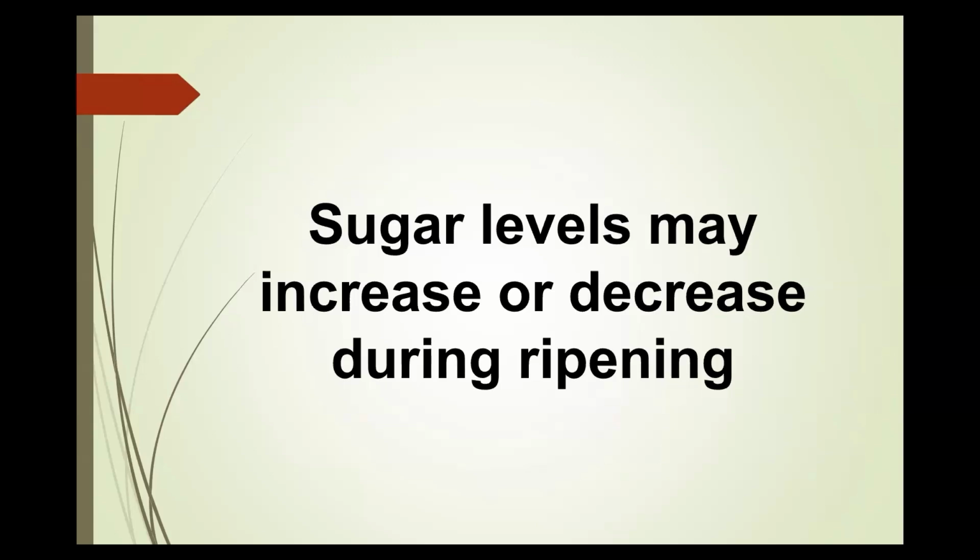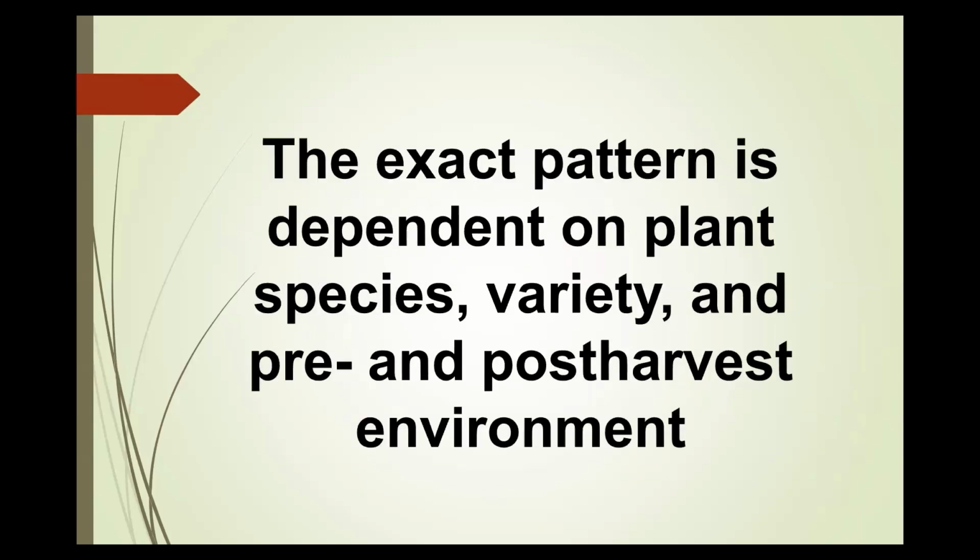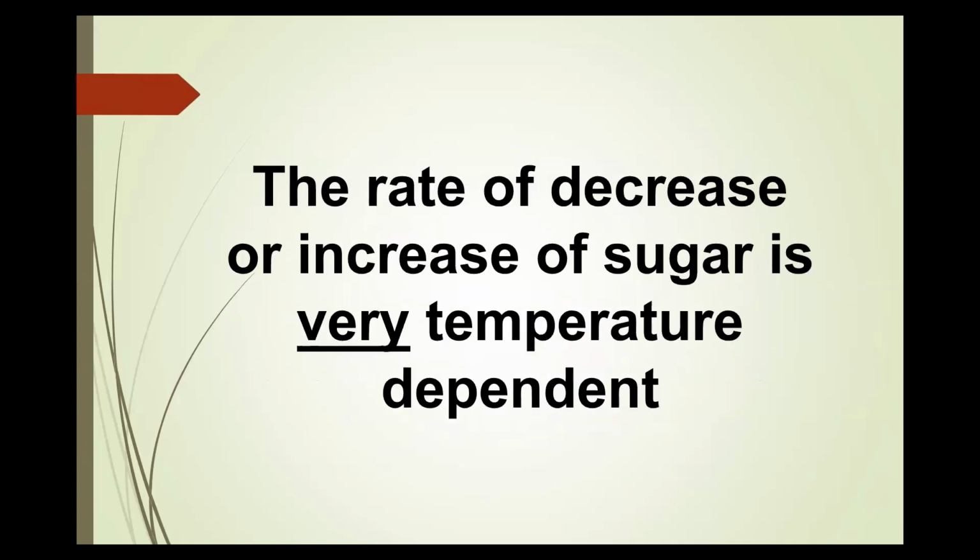Sugar levels may increase or decrease during ripening. The exact pattern is dependent on plant species, variety, and the pre- and post-harvest environment. The rate of decrease or increase of sugar is very temperature dependent.